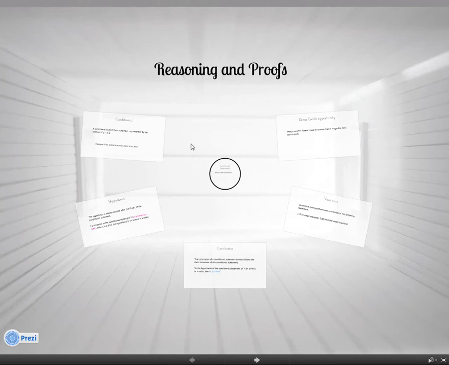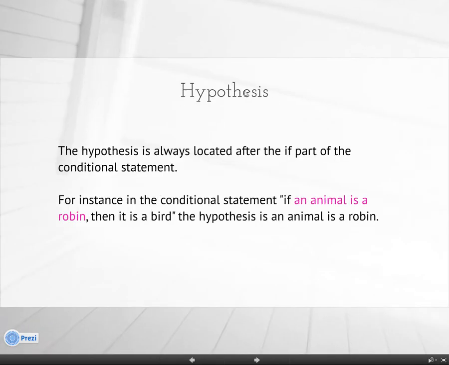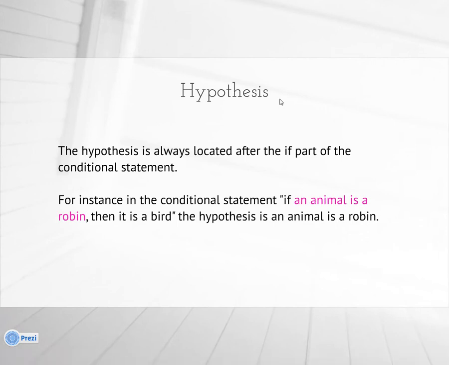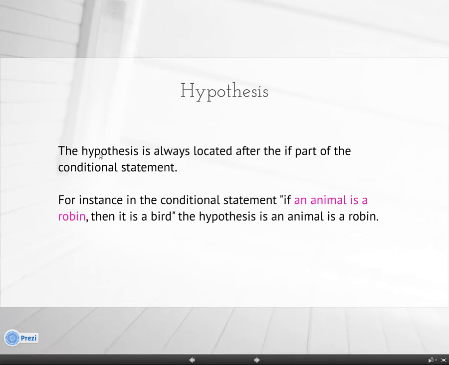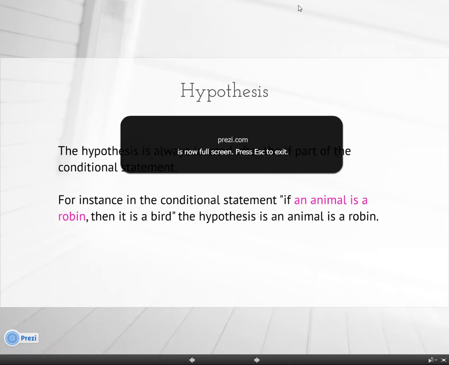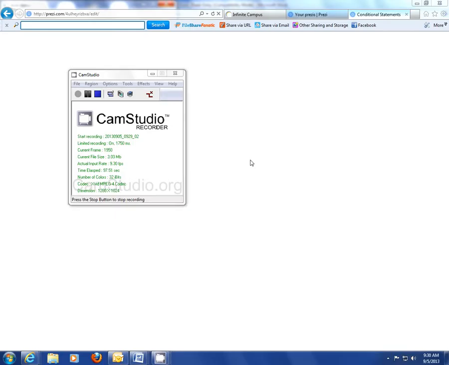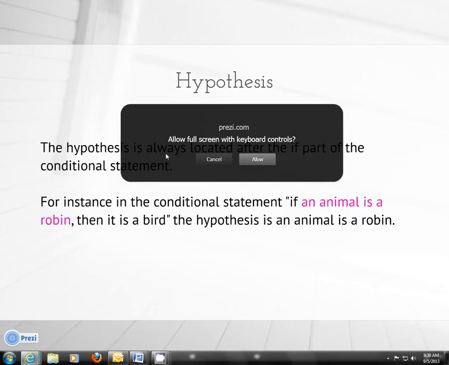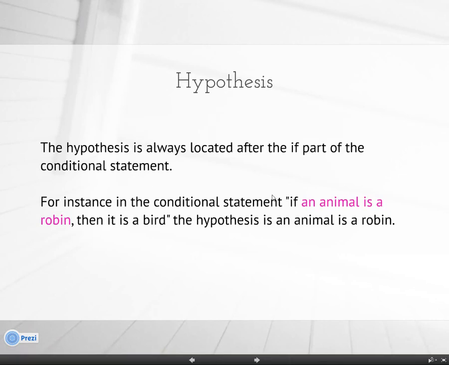So conditional statements break down into two parts. One of the parts is called the hypothesis. And most of you are familiar with the hypothesis in science class. It's making your prediction. But in this case, it's always located after the if part of the conditional statement. So if I take the conditional statement from up above, if an animal is a robin, then it is a bird, the hypothesis follows the if. So it is an animal is a robin.